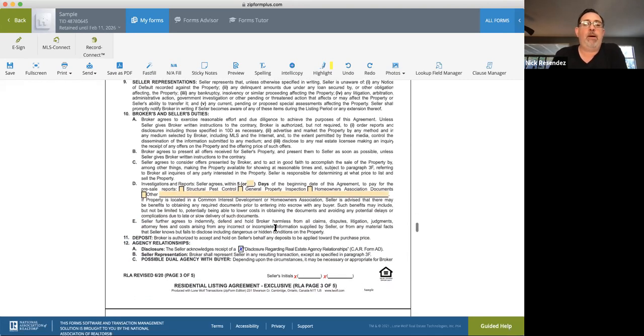Okay. Paragraph 9, seller representations. This is where basically the seller is stating that they aren't aware of anything essentially that could prevent the property from selling, such as a notice of default, delinquencies affecting the property, bankruptcy, insolvency, litigation, arbitration, administrative action, government investigation, or pending or threatened action that could affect the property or the seller's ability to transfer it. Okay. So this is where, again, you can ask those questions. Is there anything I should know about regarding your property that could affect you being able to transfer this property?